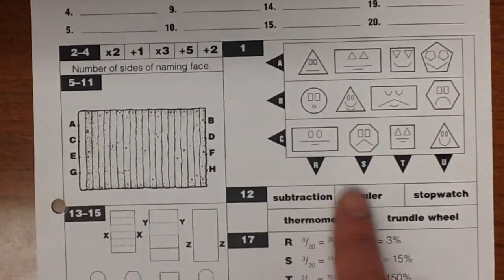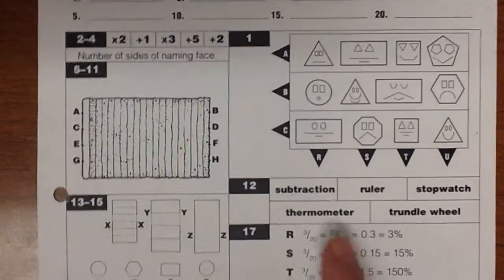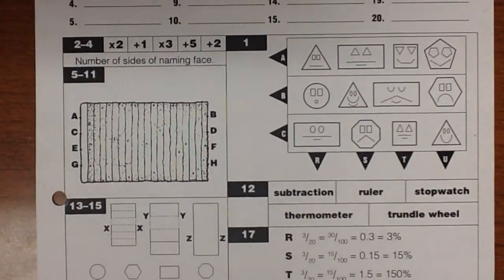Number 12, one member of the group listed on your sheet is different from all the others. Write the odd one out on the answer line.